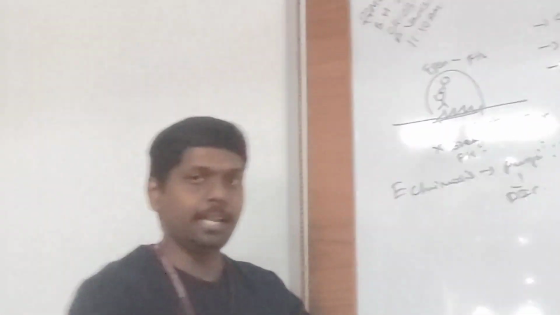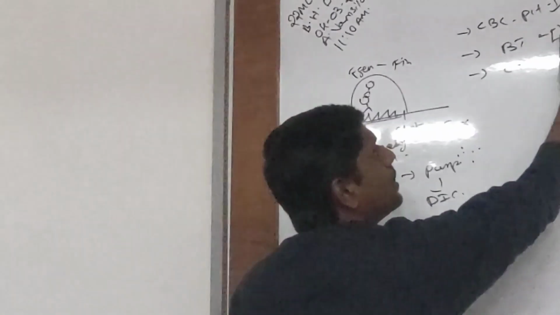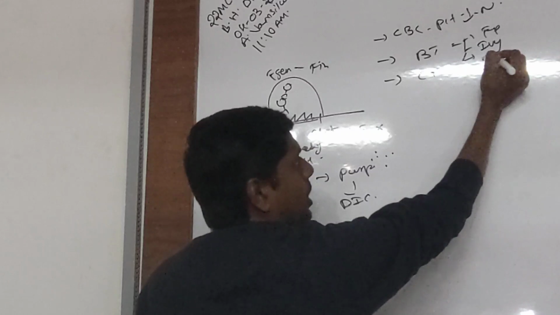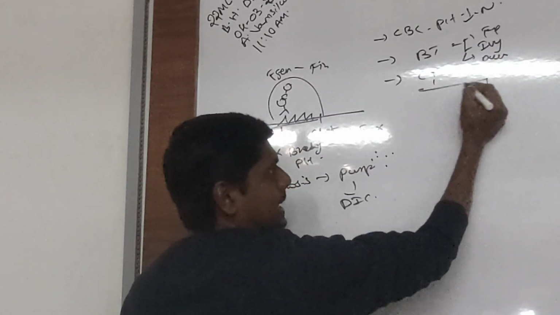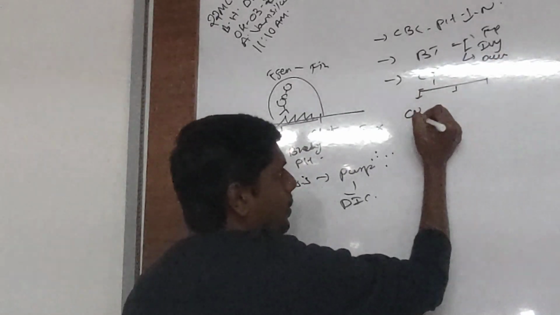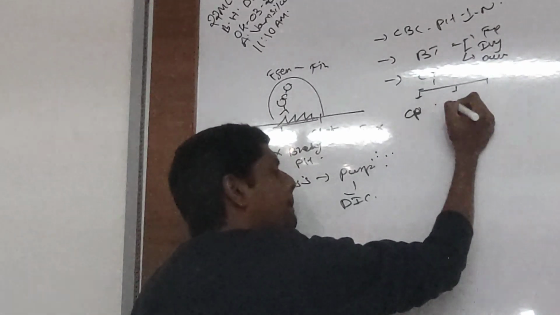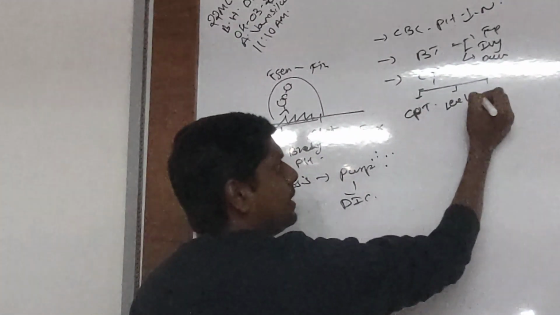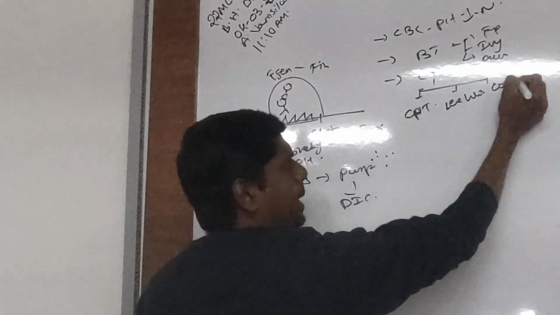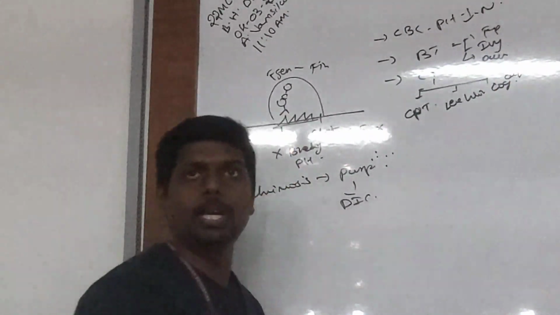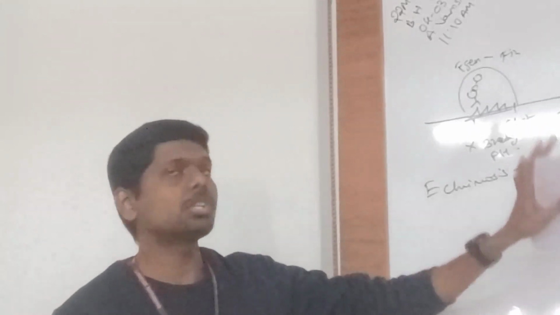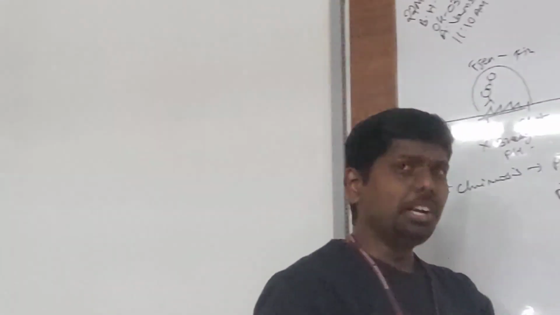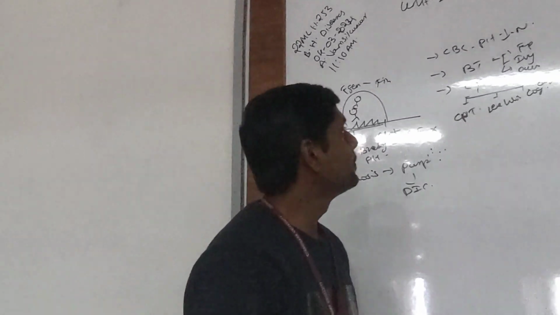Tell me the types of bleeding time quickly. Finger prick method, Ivy method and Duke's method. Then clotting time methods: capillary tube method, then Lee and White method, and the other one is the coagulometer, an automatic method. Okay, that we understood.